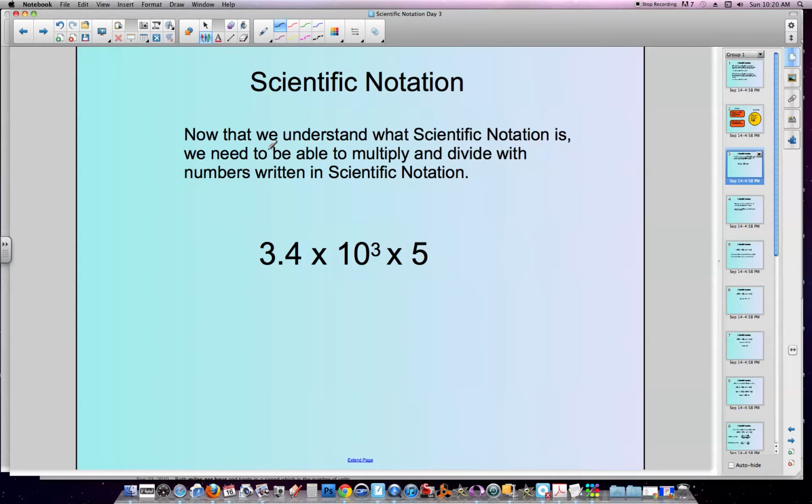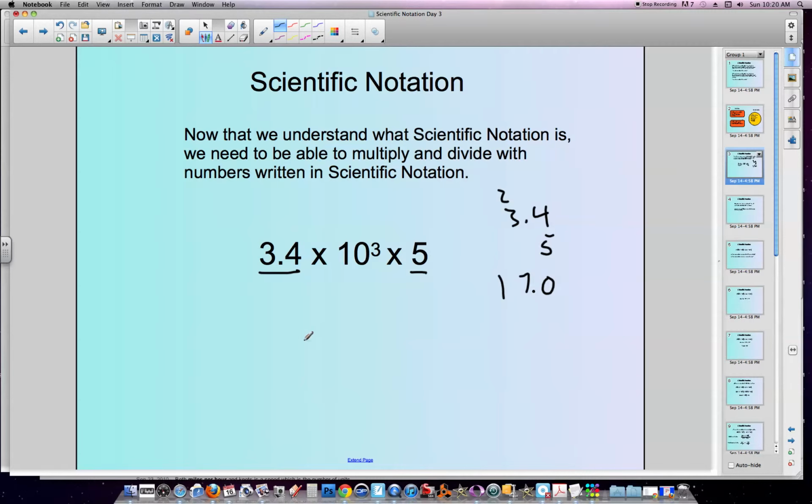We need to remember, first of all, our commutative property. The order that we multiply doesn't matter. So I'm looking at these two numbers and saying these are both kind of like coefficients, right? They're not in exponential form. So I'm going to multiply those together. And what is 3.4 times 5? Well, that's 17, right?